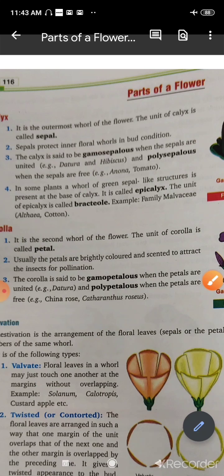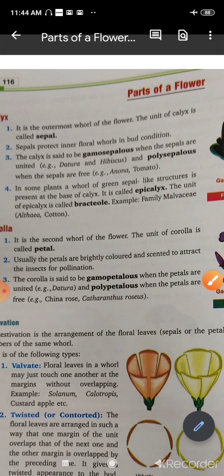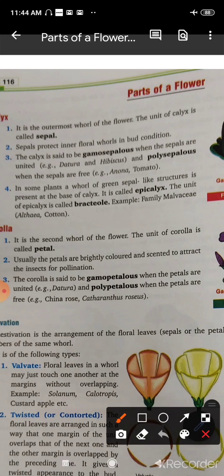Now some examples are given. In some plants, a whorl of green sepal-like structures. They are not sepals, but they look like sepals. So they are sepal-like structures. Now these structures are present at the base of the calyx. I'll just show you the diagram. Before that, this part is known as epicalyx.